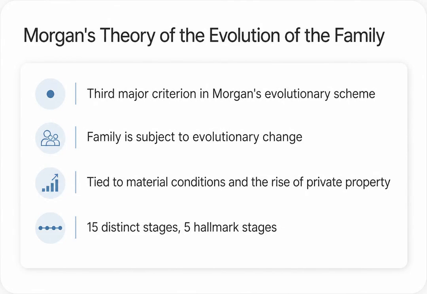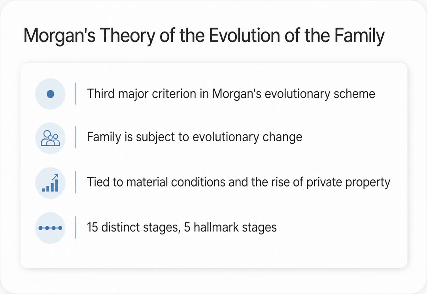Picking right up from Morgan's ideas on technology and government, we now turn to the third major criterion in his evolutionary scheme, the family. Morgan argued in Ancient Society that the family, just like every other aspect of culture, is subject to evolutionary change. He believed that the stage of family evolution in any given society is directly tied to its material conditions, most importantly, the rise of private property. As private property emerges and grows more complex, the family structure changes to accommodate new social needs.